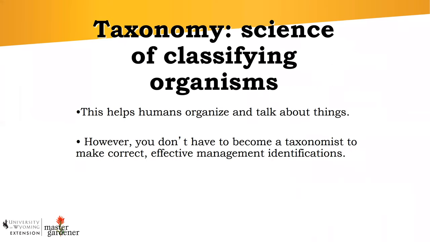You've probably heard the term taxonomy. That's just the science of classifying organisms. Specialists who do that are the ones describing species to make sure that they're unique. It also helps humans organize and talk about things. Say a scientist asked me a question about the life cycle of Melanoplus sanguinipes, a really pestiferous grasshopper that lives in the United States. If he asked me about the migratory grasshopper, there are several grasshoppers that have that as a common name. So again, you don't have to become a taxonomist.